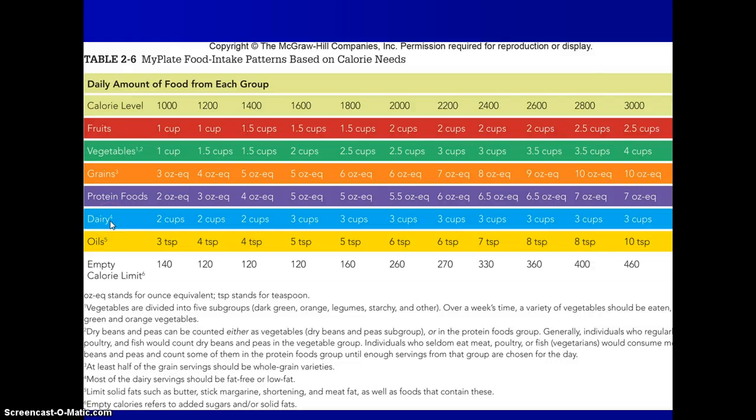Dairy includes milk, cheese, and yogurt. And I'm not a big fan of people getting most of their dairy from cheese. I personally think that 2 servings of dairy in the form of yogurt and milk, or yogurt and dark green leafy vegetables, is more than sufficient.